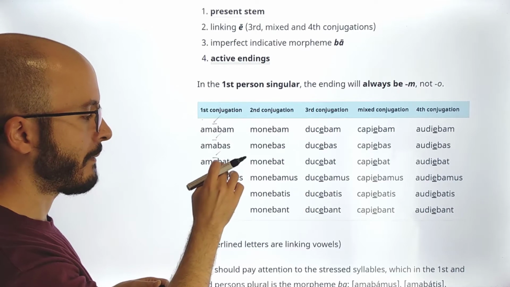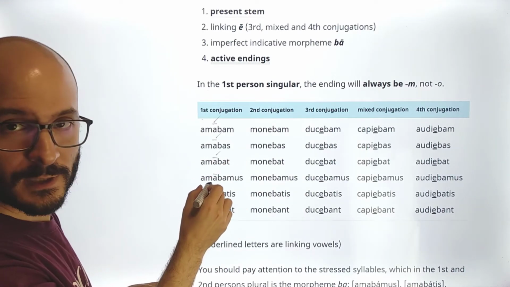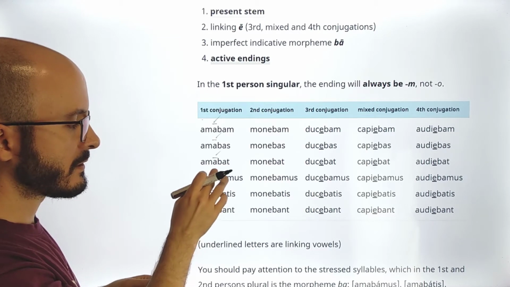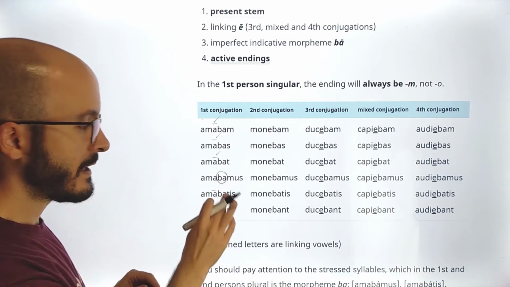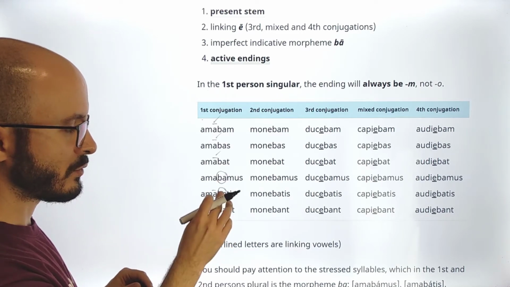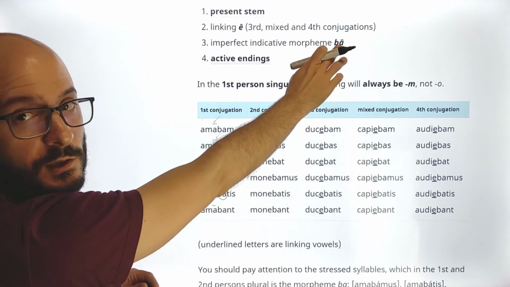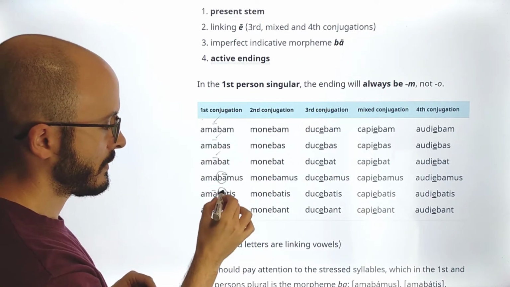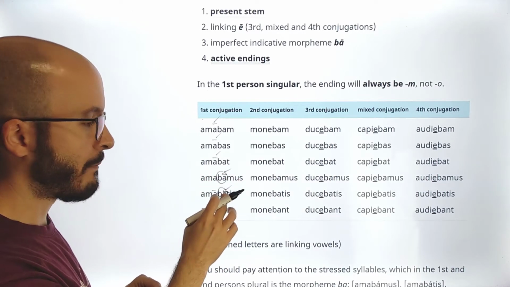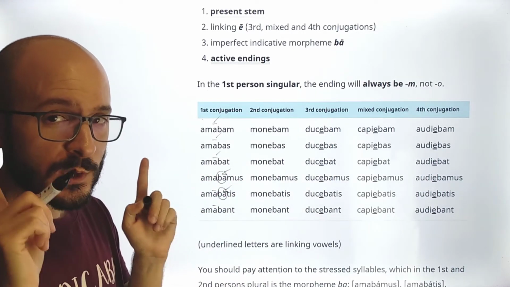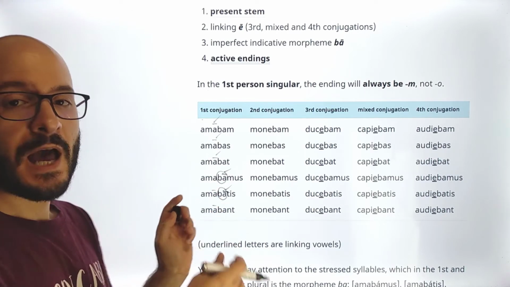Amabas, amabat. Now, here we see that this syllable is not the penultimate, so it doesn't matter if it's long or short. We don't care. What we care about is the penultimate, which here is this one, and also here this one. Is it long or short? It is long. So again, the accent goes here. So amabamus, amabatis. And if you know Spanish, you might see a difference, because in Spanish this would be amábamos.